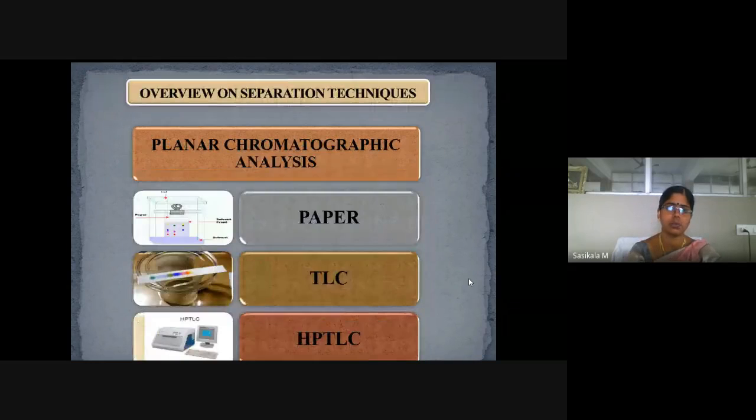Now let's see the overview on separation techniques. Shall we discuss this part in the next class or will we cover it now itself?